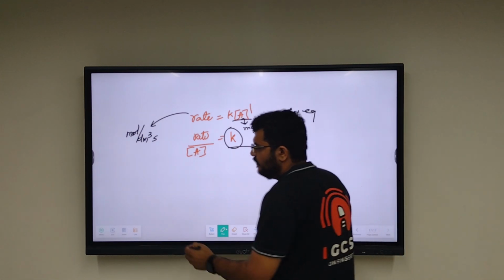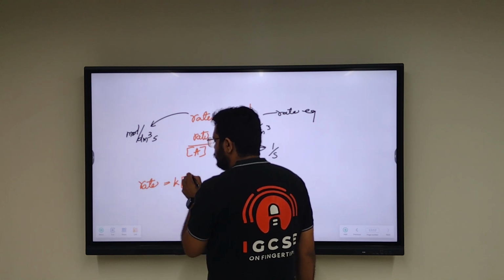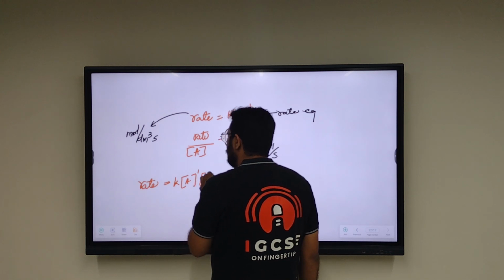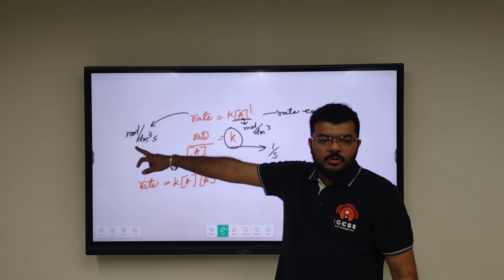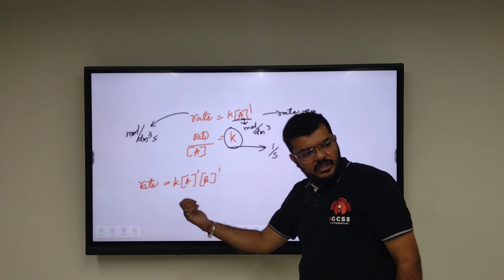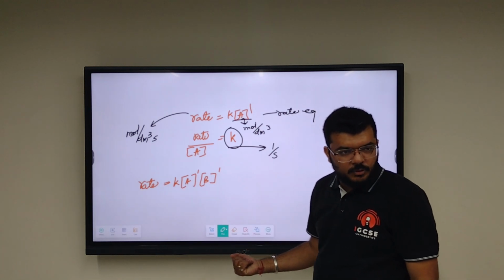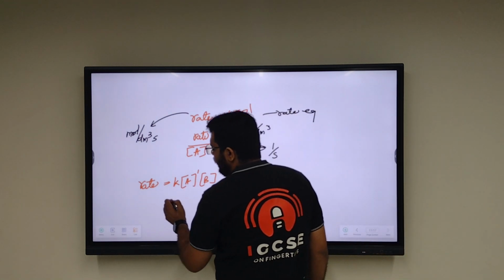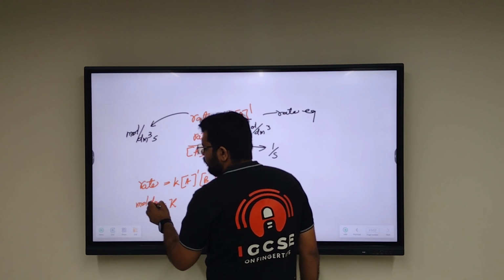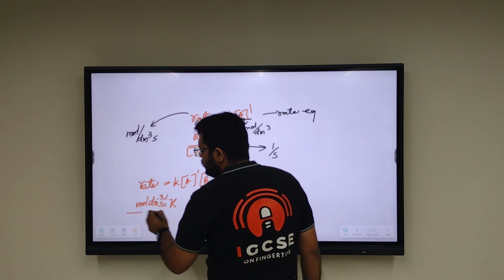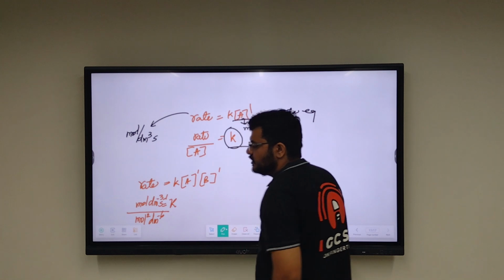Now imagine there was a rate of reaction which depends like this: K into A raised to 1 and B raised to 1. What will happen? The unit of rate is still mole per dm3 per second, and the unit of concentration is still mole per dm3. But you will find the unit of K will change, because this is mole dm minus 3 into s minus 1 upon mole raised to 2 dm raised to minus 6.